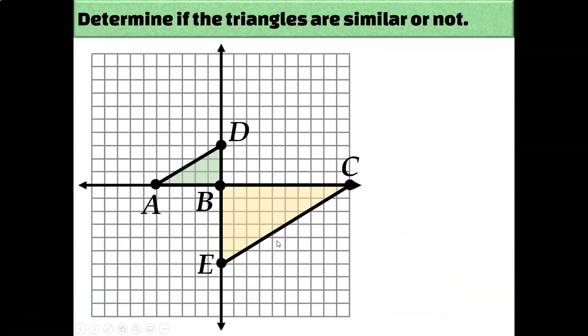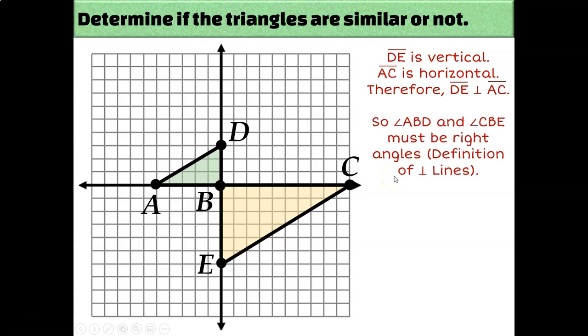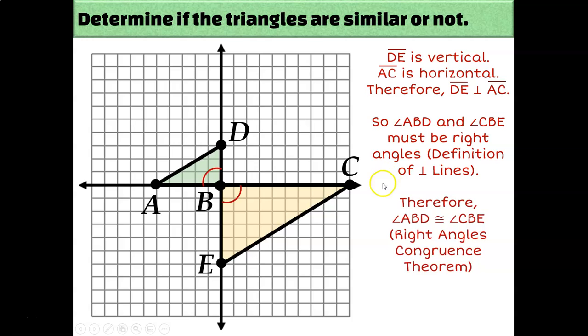What about our next example? Do you think we have to use the distance formula here, or do you think there's another way? For example, I see a vertical line and a horizontal line. That means that DE is perpendicular to AC. And if they're perpendicular, then they're both right angles. And if they're right angles, then they're congruent to each other. Alternatively, you could have said that they're vertical angles, and therefore they're congruent to each other. Either way, you would be making the same conclusion that angle ABD is congruent to angle CBE.